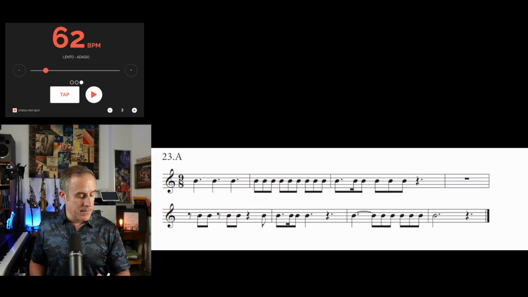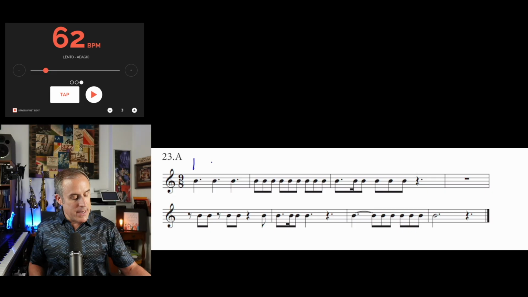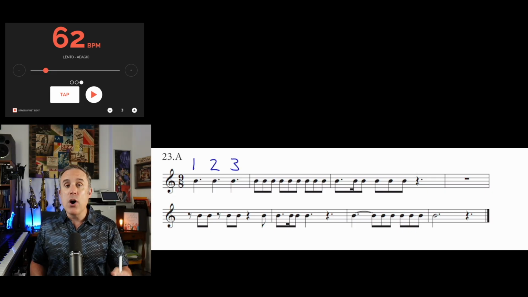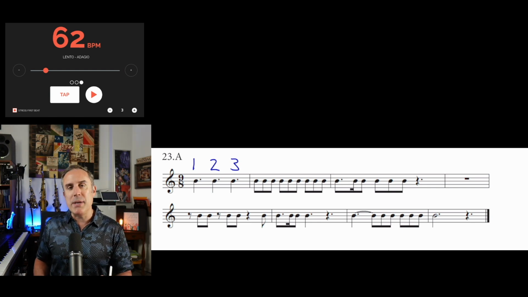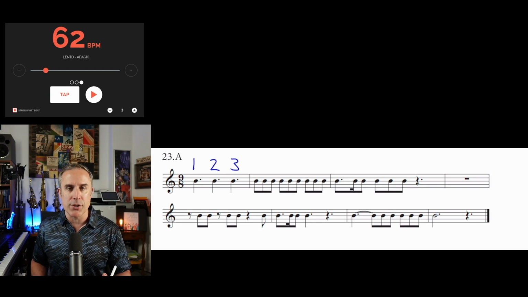So let's analyze. In measure 1, we've got 3 dotted quarter notes. Those are the beats in 9/8. We know 9/8 is 3 beats per measure, and the dotted quarter note gets the beat. It's a compound triple time signature.